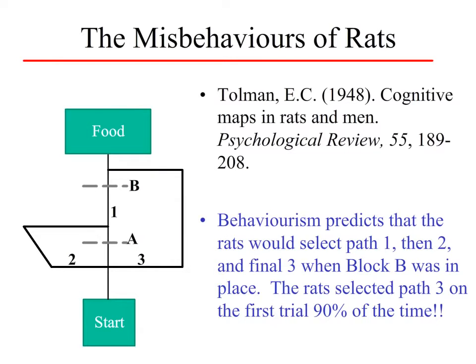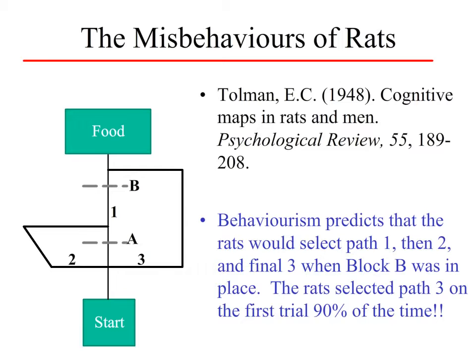So let's look at the ways in which rats sometimes misbehave. Tolman's classic article, Cognitive Maps in Rats and Men, which you can find freely available on the internet, highlights some of the ways in which the rats did not follow some of the behaviorist predictions.